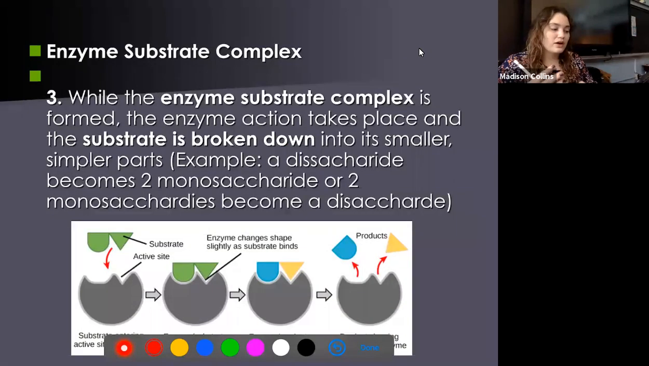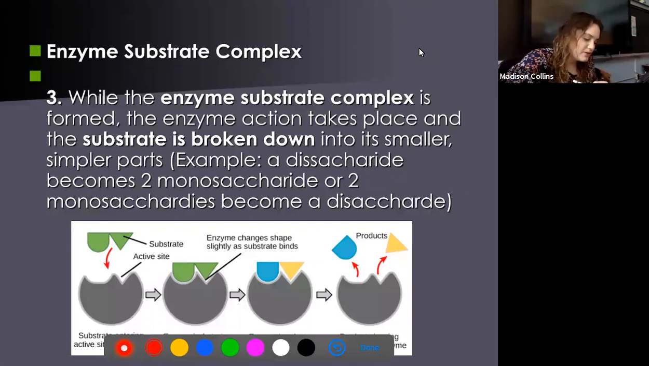Third step, while the enzyme substrate complex is formed, the enzyme action takes place. This is where the chemical reaction happens with that enzyme. The substrate is going to be broken down into its smaller parts. So for example, a disaccharide is going to be broken in half and become 2 monosaccharides. So the enzyme actually breaks that substrate in half.